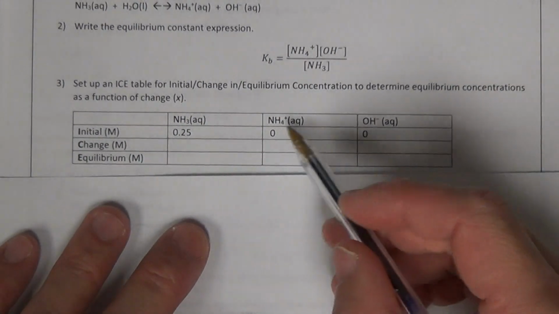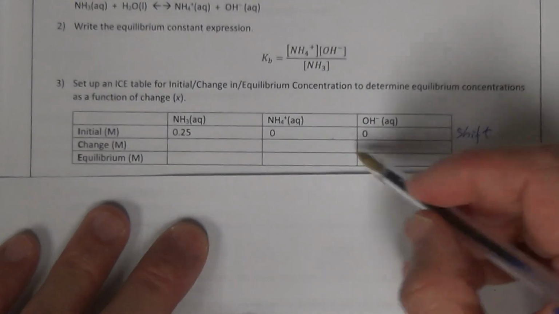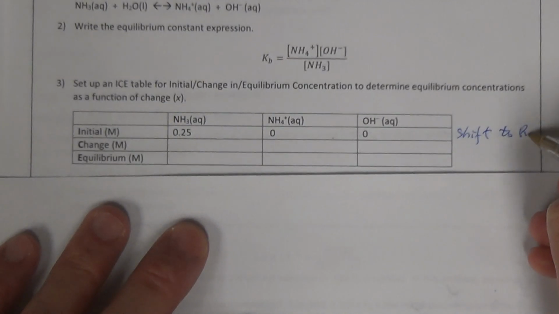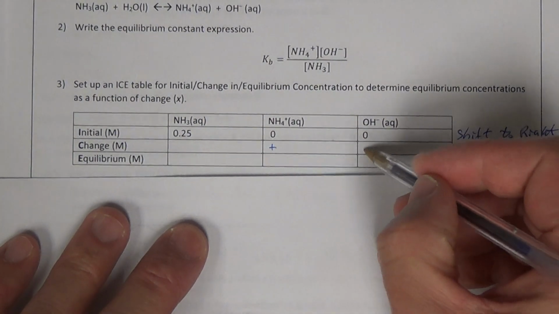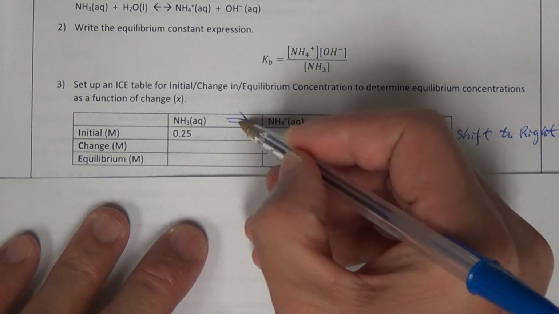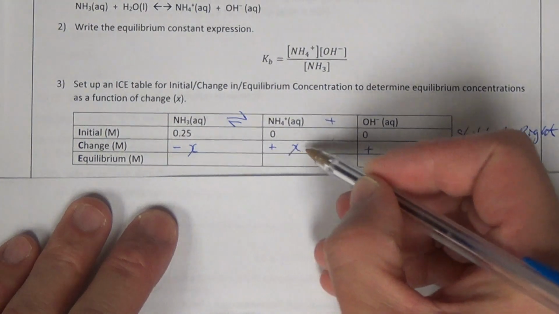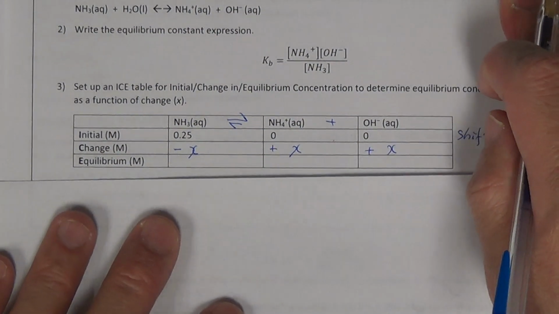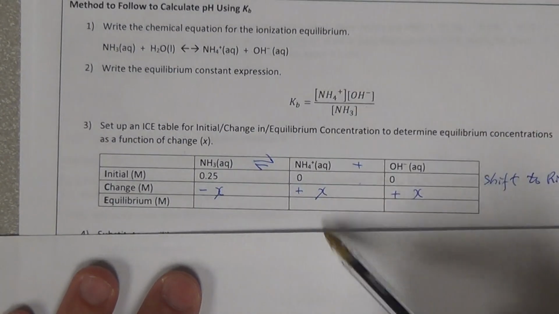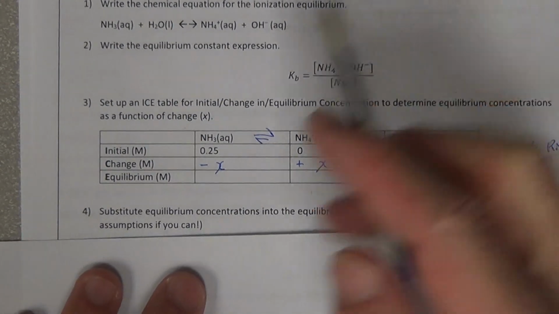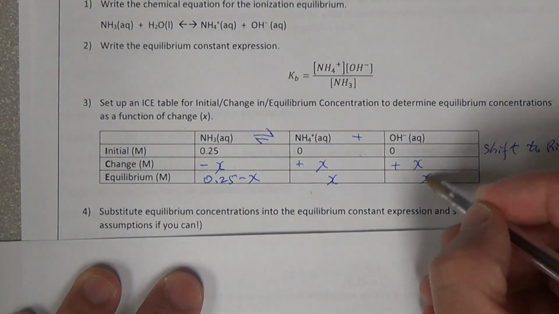Again, there's a 0 here for the products in the initial concentration, so the initial mixture will shift to the right to achieve equilibrium. So these are the products, and this is the change row. This is negative, so we assume negative x, plus x, plus x, and they are all x because the coefficients are 1, 1, and 1. If the coefficient were 2, then it would be 2x. So this becomes 0.25 minus x, and these become x.